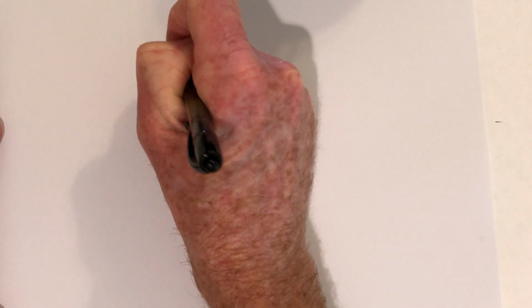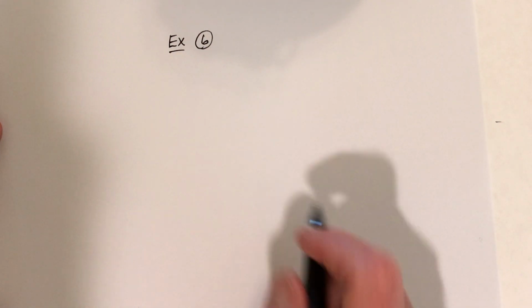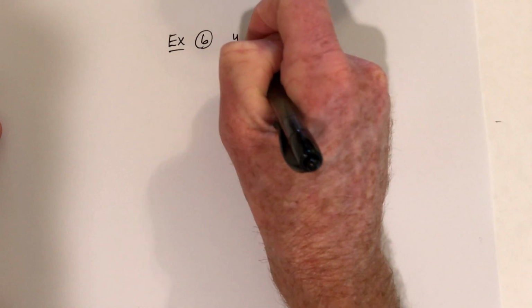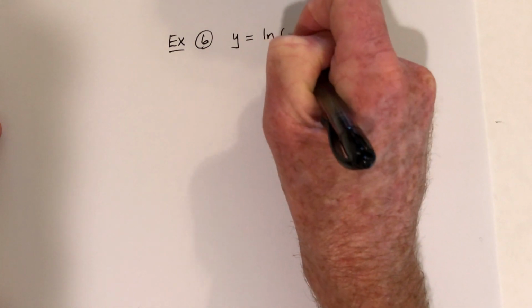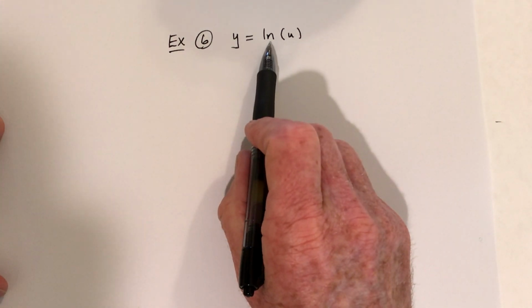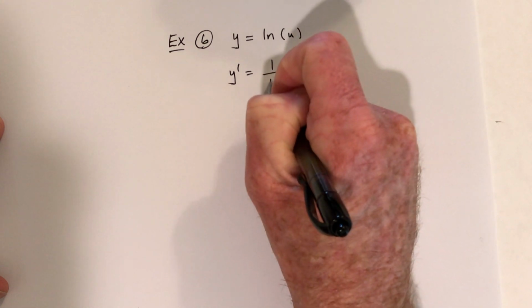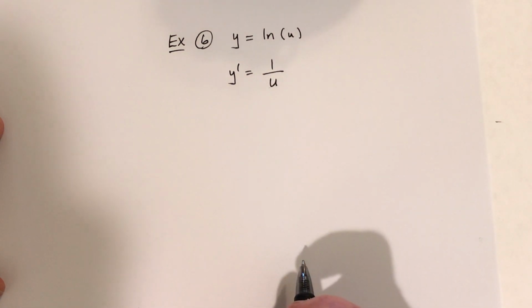So for example number 6, if you have y equals the natural log of u. So taking the derivative of the natural log is very easy. That's just 1 divided by whatever's in the parentheses.